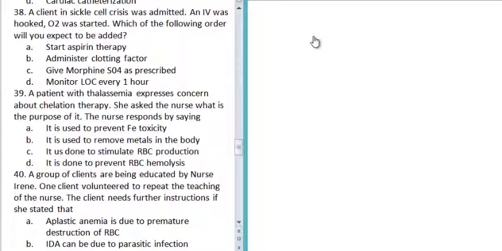Number 38. Client in sickle cell crisis was admitted. IV was hooked. O2 was started. Which of the following orders will you expect to add? So the answer is very obvious. The answer is C, because the main sign and symptom of sickle cell crisis is pain. So the patient needs an analgesic. C is the answer. Morphine. Next.